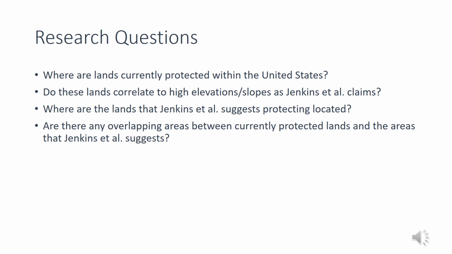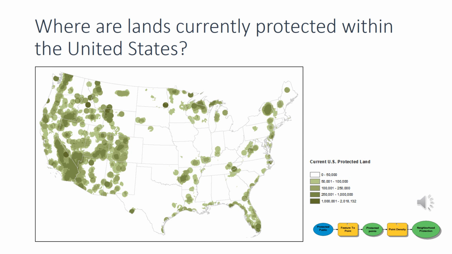The following are the research questions developed from the previous research. This map shows all of the lands that are currently protected within the United States. The darker the green circle, the larger the area protected.